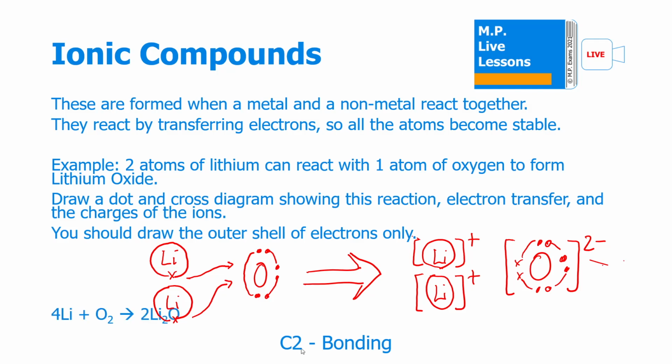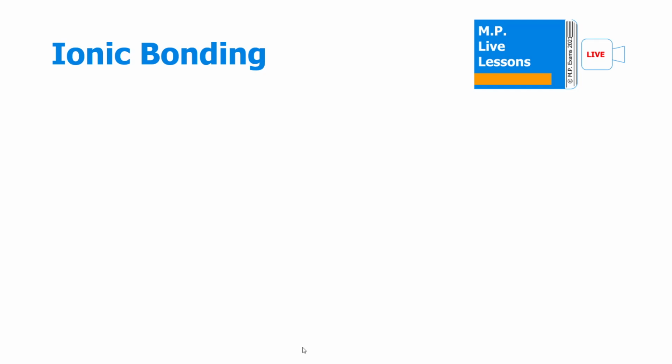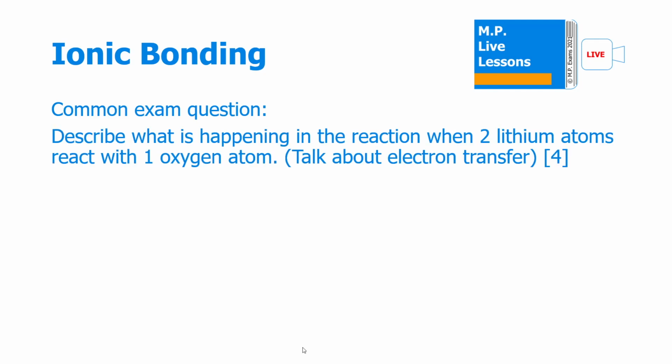We can go further and start to look at ionic bonding itself. So this is a common exam question. Describe what's happening in the reaction when 2 lithium atoms react with 1 oxygen atom. And we talk about electron transfer. Now we can't just say 2 electrons are transferred. This won't get you all the marks. So first we have to say that the lithium atoms lose 1 electron each from the outer shell.